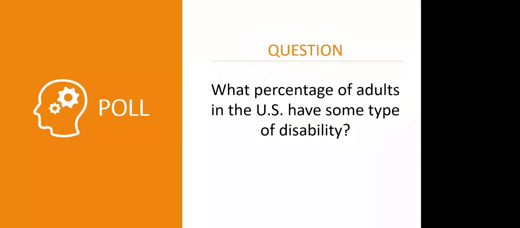Okay, I have a quick poll for everyone. What percentage of adults in the US do you think have some type of disability? And Matt, I think we can go ahead and start the poll. Beautiful. Just answer what you think the answer might be: 10%, 15, 20, or 25%.